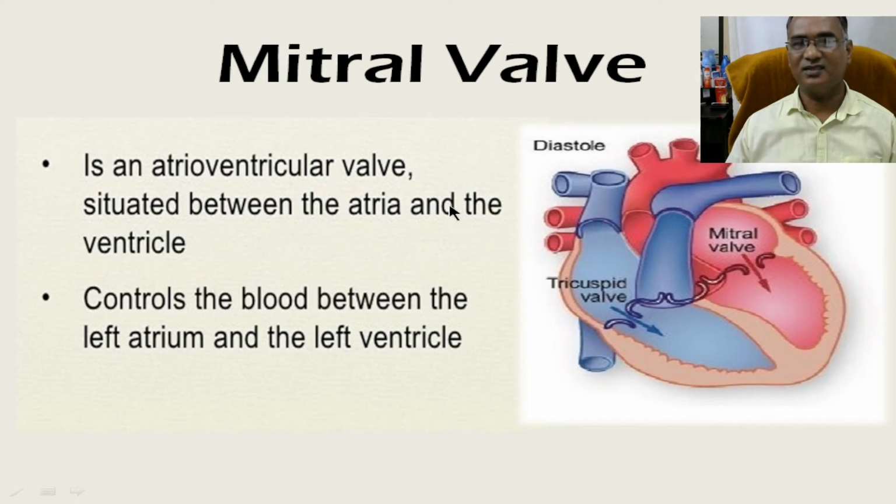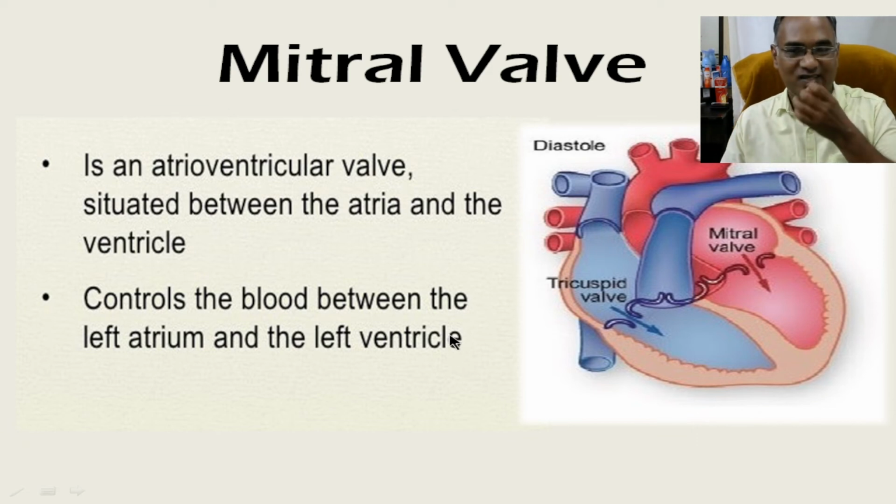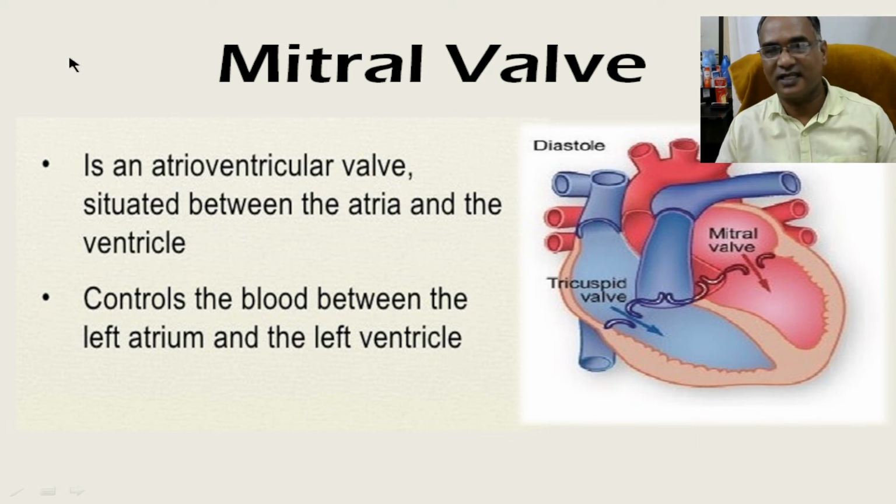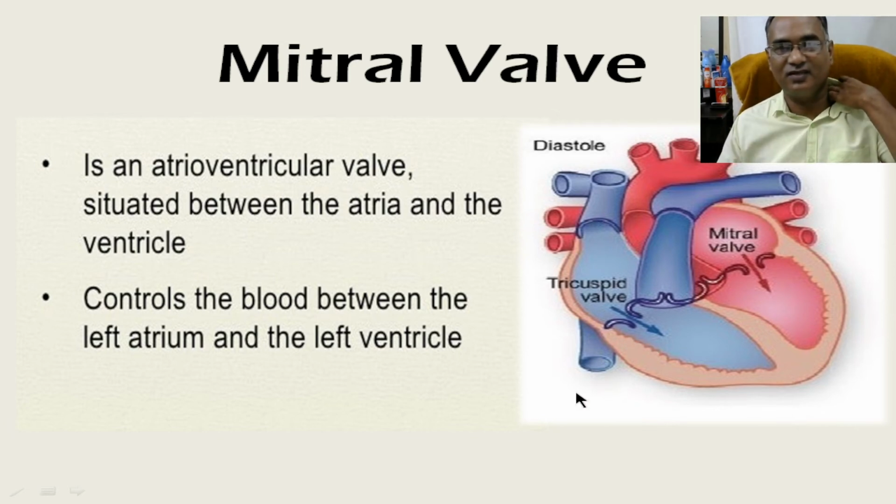And the mitral valve is a bicuspid valve. Only two flaps are there. It is an atrioventricular valve situated between the atria and ventricle. It controls the blood between the left atrium and the left ventricle. So your mitral valve is responsible for connecting the left atrium and left ventricle. This is another important valve.